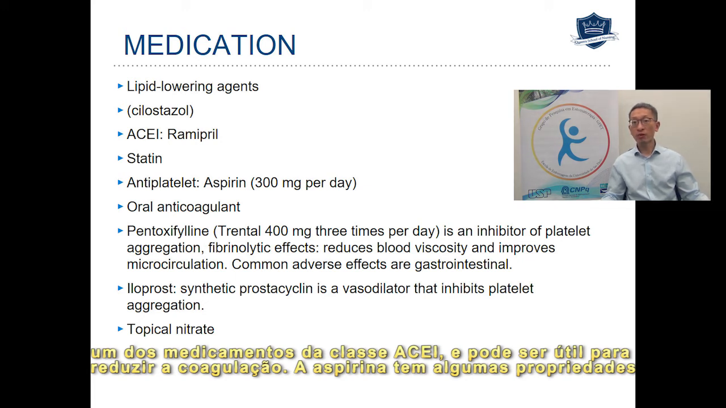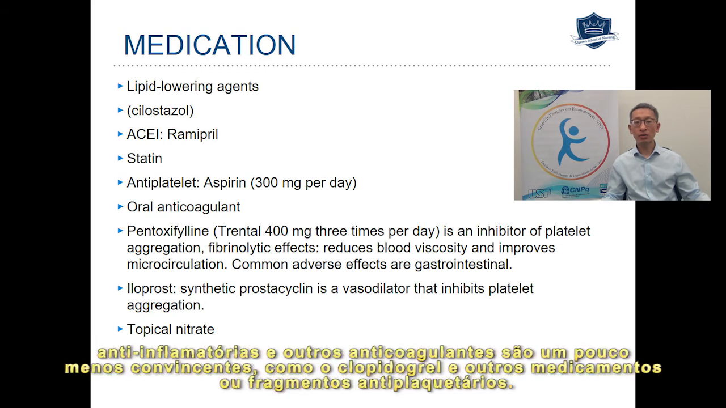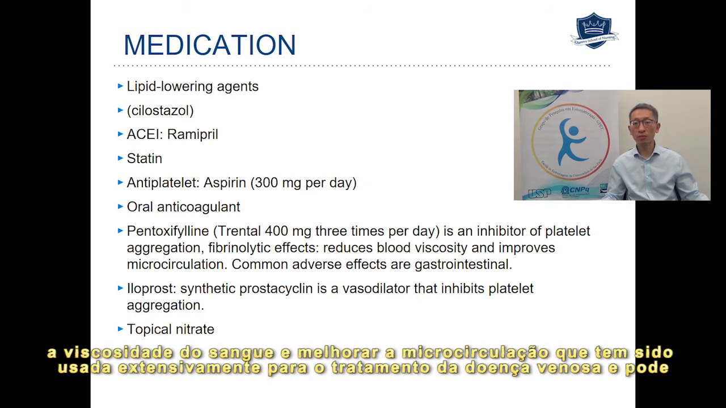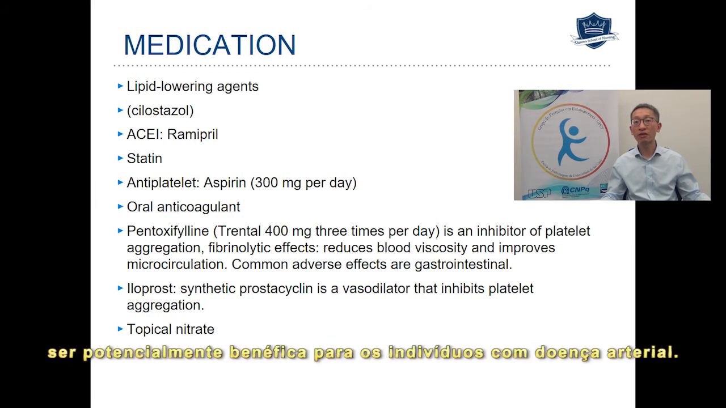Antiplatelet agents potentially can be helpful to reduce clotting, and aspirin has some anti-inflammatory property. Other anticoagulants are slightly less convincing, like clopidogrel and other antiplatelet medications. Pentoxifylline is an inhibitor of platelet aggregation, with some fibrinolytic property, and it also has the potential to reduce blood viscosity and improve microcirculation. That has been used quite extensively for the management of venous disease and potentially can be beneficial for individuals with arterial disease at the same time.